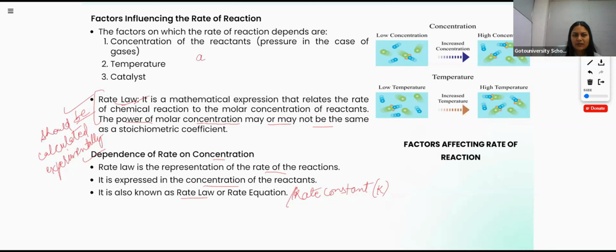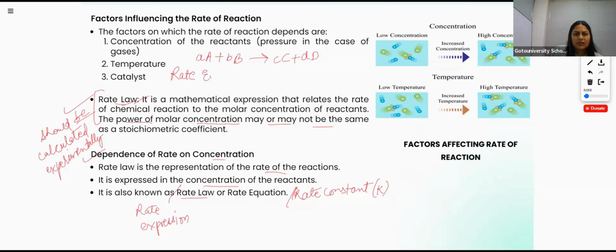For example, to understand rate law better, these are some reactants and they are forming this product. This is a chemical reaction. Now, what will be the rate expression for this? We can also call it rate law, rate expression, rate equation, rate constant. So four names: rate law, rate expression, rate equation, rate constant.